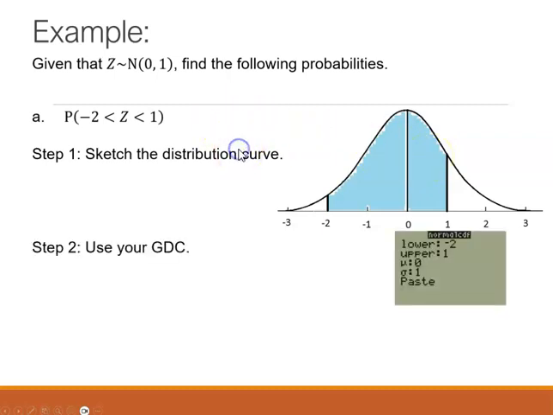So on my calculator, I'm going to select normal CDF, so second, and then the distributions menu. I think that was the VARS button right below the down arrow. And I'll pick normal CDF.